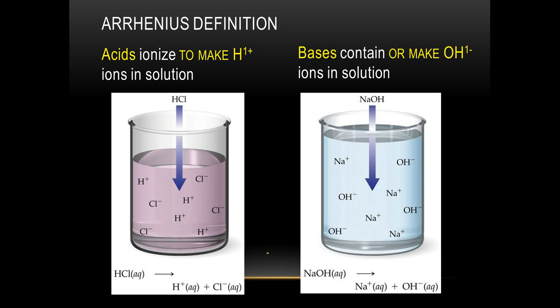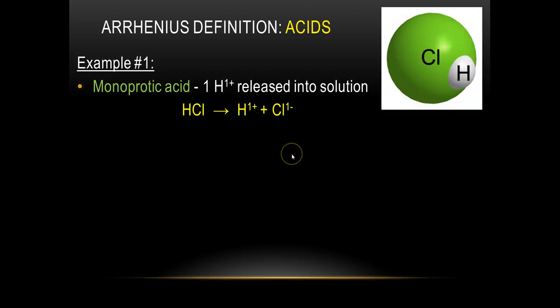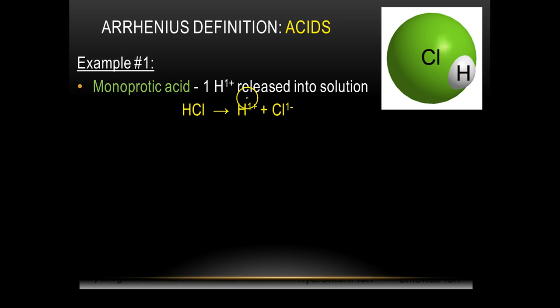So very limiting. Now, what we found out over time is that not all acids have H+, and not all bases need to have hydroxide either contained or made. So we moved on from Arrhenius after a while, but this still applies to a lot. Just to give you some examples of Arrhenius acids, example 1, we have a monoprotic acid. This is something that releases only 1 proton, 1 H+ into solution. And classic example, HCl going to H+ plus chloride.